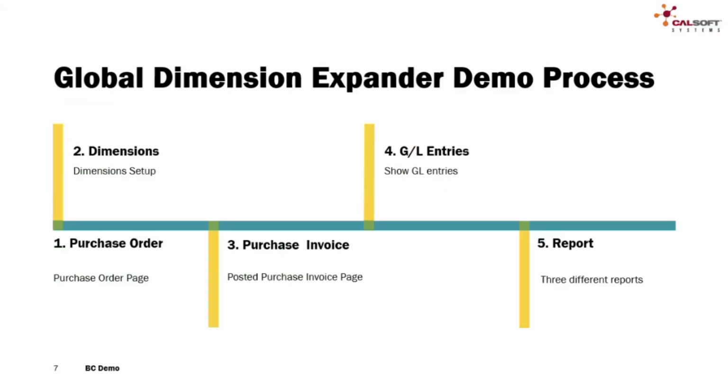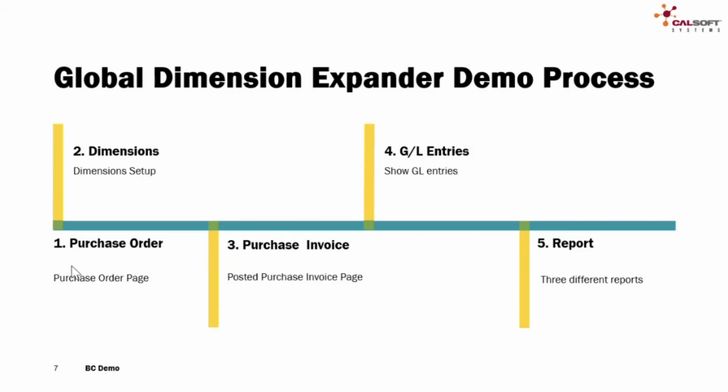Right here, I'm going to give you a quick Global Dimension Expander demo. This is going to be processed: it will show up on the purchase order page. The second one is the dimension setup. And the third is the purchase invoice. You can also check the posted purchase invoice page and the general ledger entries. And we also have the reports for this specific part.